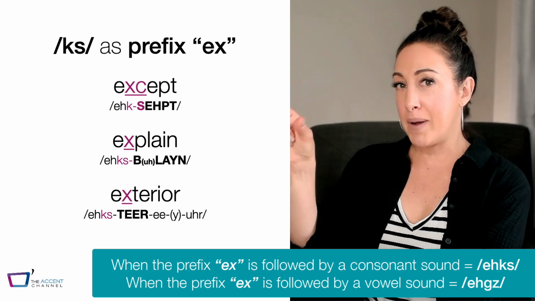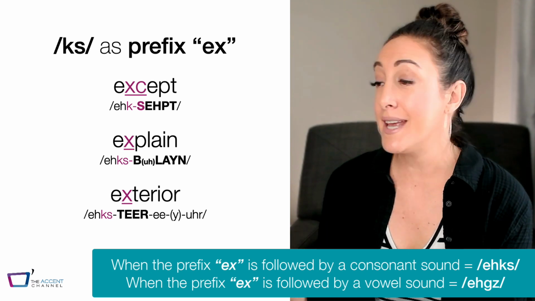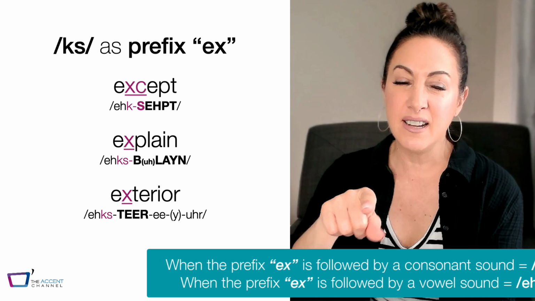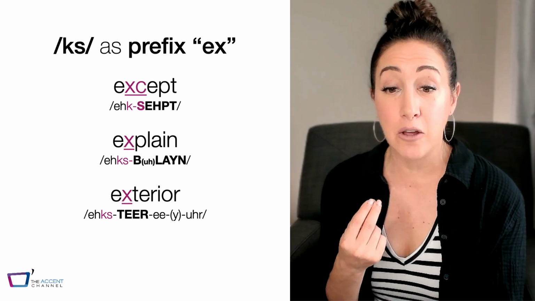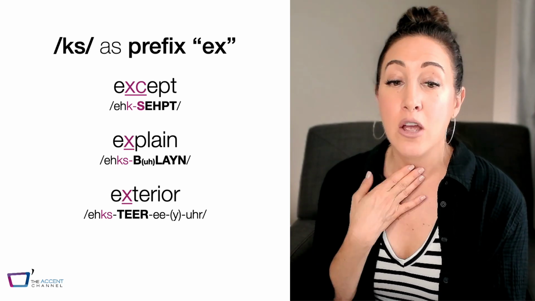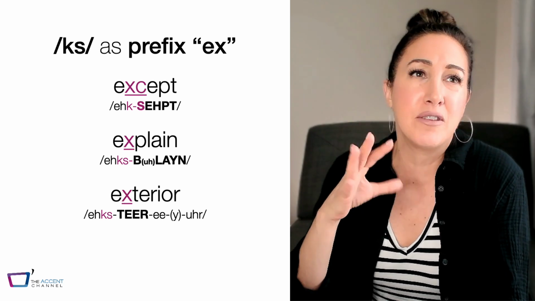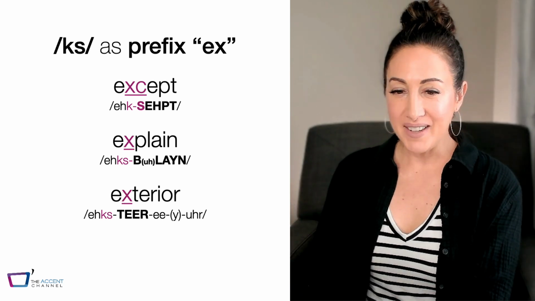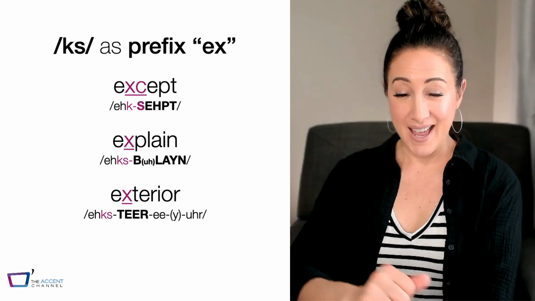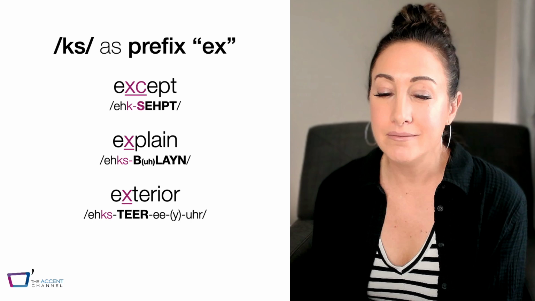So EX followed by a consonant is X. EX followed by a vowel is eggs. With that in mind, let's just practice these words one more time. We're practicing the X sound. We want both the K and the S. We shouldn't feel voicing on it. But don't worry, that's not the point of this exercise. It's just good to know, okay? Accept, explain, exterior. Very good.